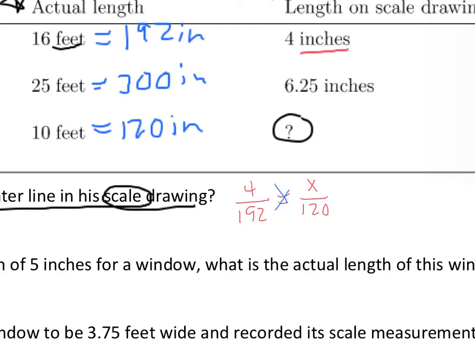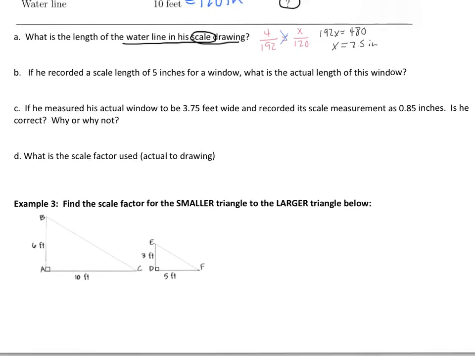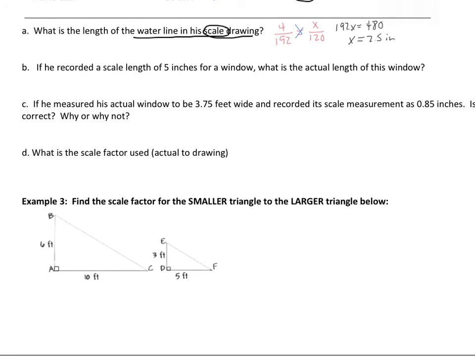We saw by cross multiplying. When we do so, we get 192x equals 480, which is 4 times 120. Divide by 192 and we get 2.5 inches. Remember our units. And that is the length of the water line in the scale drawing. B says, if you recorded a scale length, okay, read the words carefully, scale length of 5 inches for a window, what's the actual length?